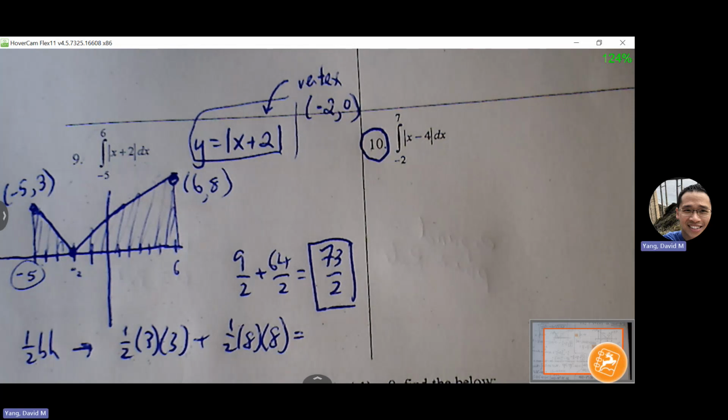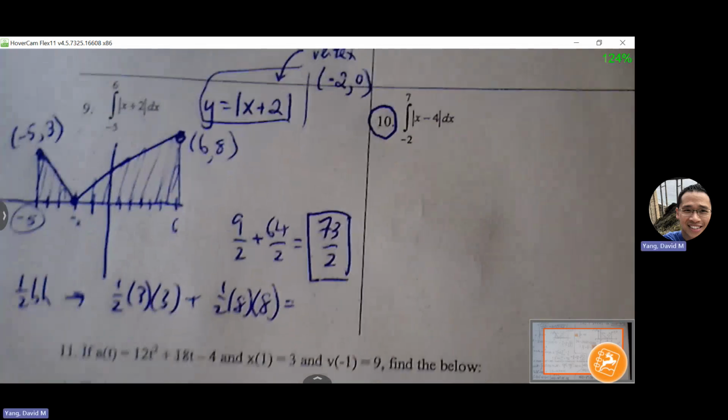And then you can plug -2 and 7 back into your original absolute value function. Get the heights. Once you get the heights, then do 1/2 base times height for each triangle and add up your 2 areas. Okay. Are we good here? All right, so let's look at number 11.